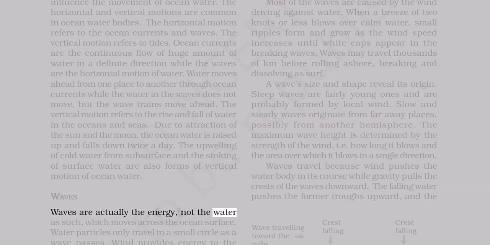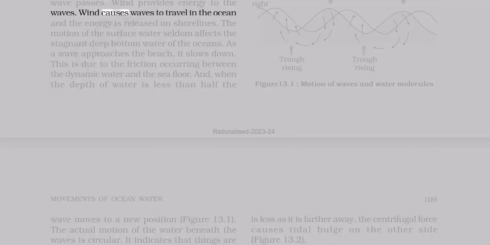Waves are actually the energy, not the water as such, which moves across the ocean surface. Water particles only travel in a small circle as a wave passes. Wind provides energy to the waves. Wind causes waves to travel in the ocean and the energy is released on shorelines. The motion of the surface water seldom affects the stagnant deep bottom water of the oceans.